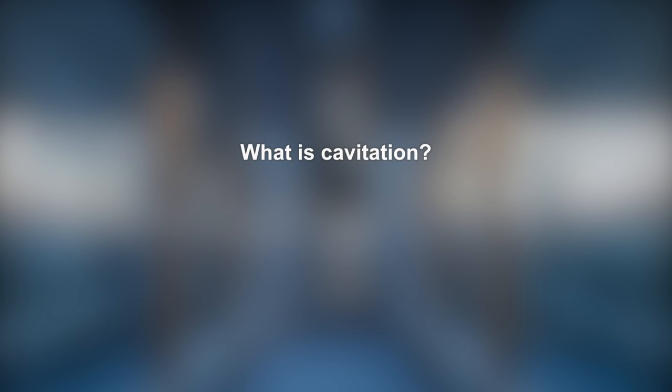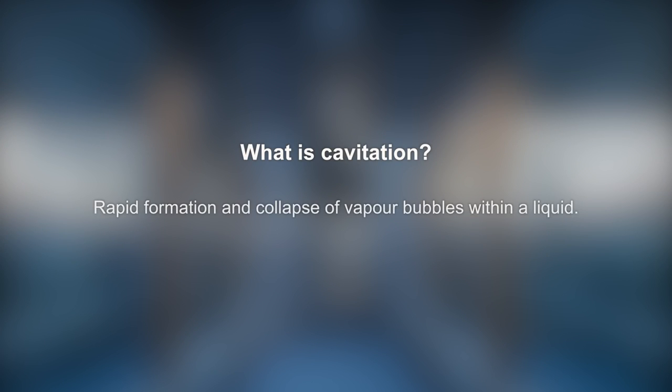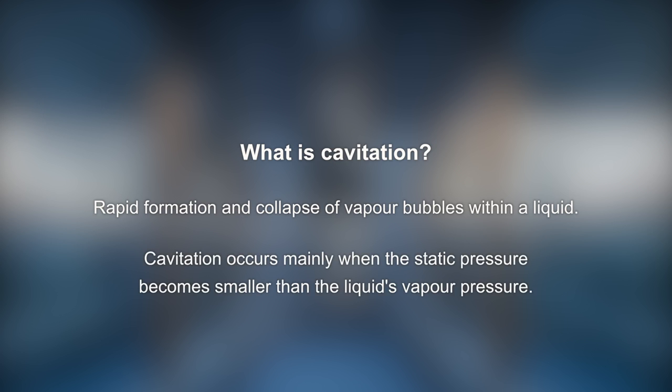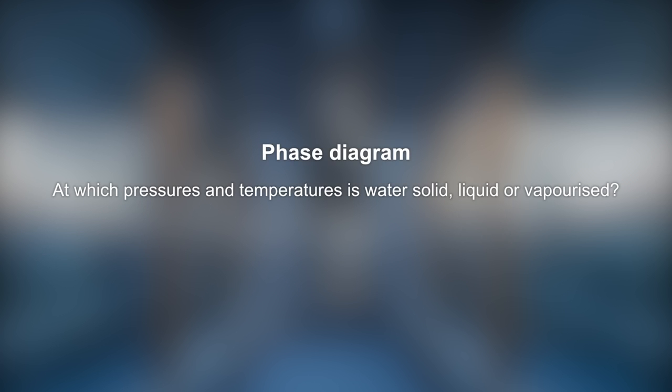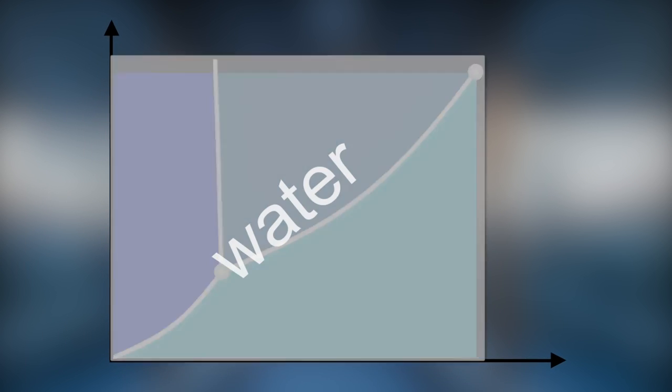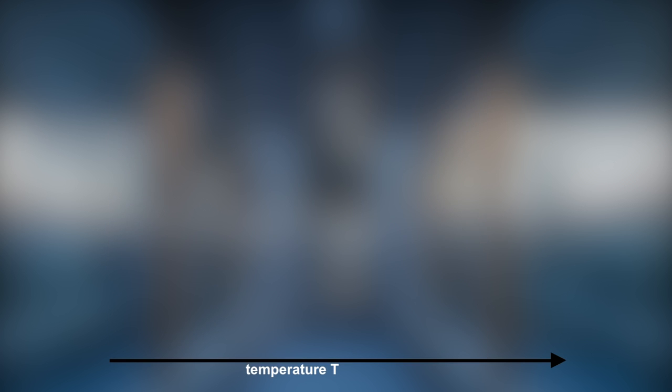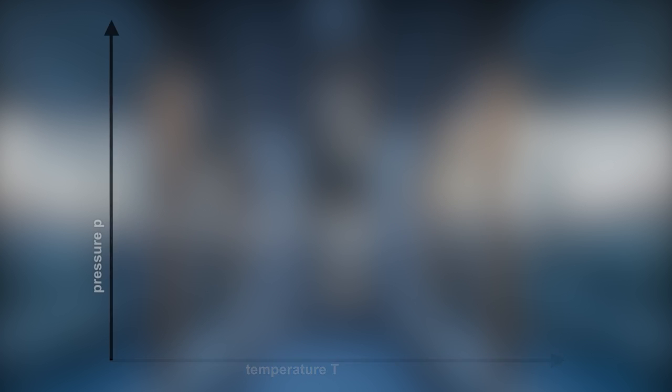What is cavitation? Cavitation is the rapid formation and collapse of vapor bubbles within a liquid. Such cavitation bubbles are formed mainly in locations within the liquid where the static pressure becomes smaller than a liquid's vapor pressure. The phase diagram of water shows if water is in its gaseous, liquid, or solid state, depending on temperature and pressure. The horizontal axis of the diagram represents temperature, while its vertical axis shows pressure.